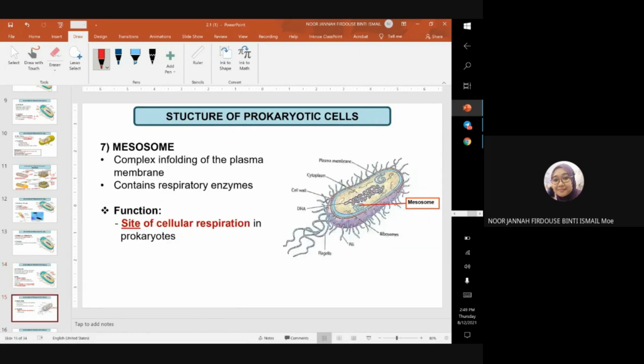Next, mesosome. Mesosome is the replacement for, in eukaryotes, the mitochondria that generate ATP or energy. But for prokaryotes, since they don't have a nucleus or membrane-bound organelles, they don't have mitochondria. The mesosome is the site where they respire or undergo cell respiration. Mesosome is actually an infolding of the plasma membrane, so it becomes the site for cellular respiration.